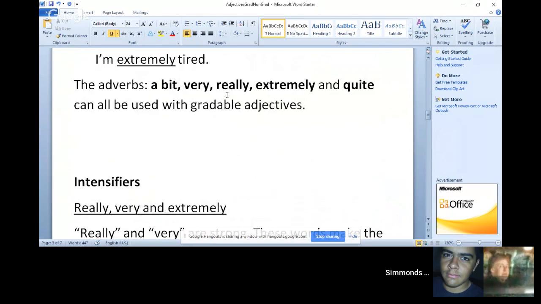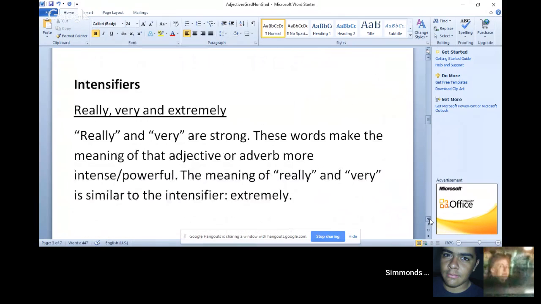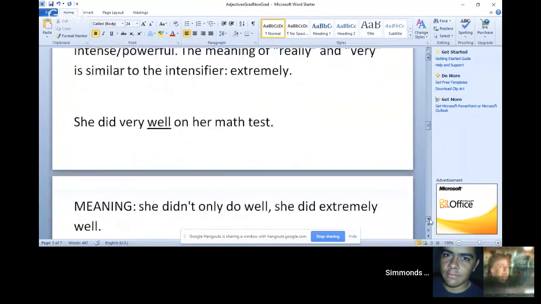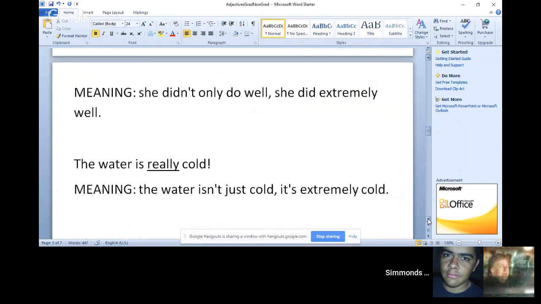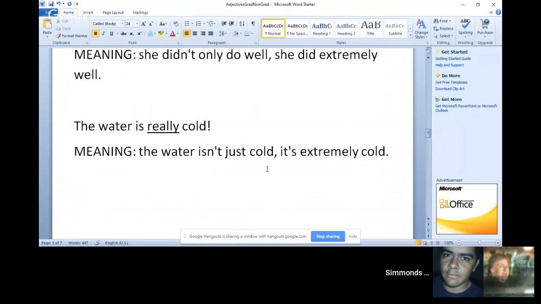We'll see the others later. So that's that. Now we have examples. She did very well on her math test. She didn't only do well, she did extremely well. So these are different uses of these intensifiers. The water is really cold. The water isn't just cold, it's extremely cold. Also here, we could just say the water is freezing.